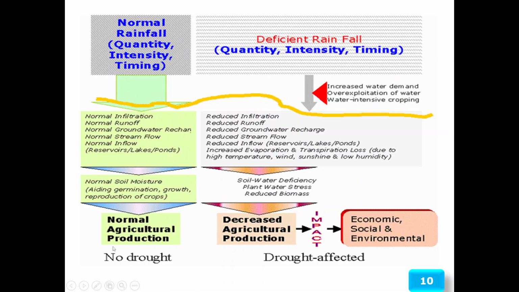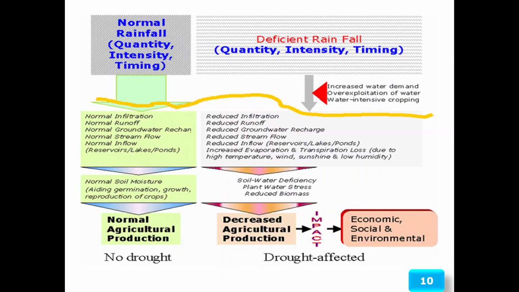There is no drought here. If crops are affected by drought, the infiltration rate, runoff, groundwater recharge, and stream flow will be reduced. Automatically stream flow will be affected, and the reservoir, lake, and pond are affected. It will increase the evaporation and transpiration loss due to the high temperature, along with wind, sunshine, and low humidity.